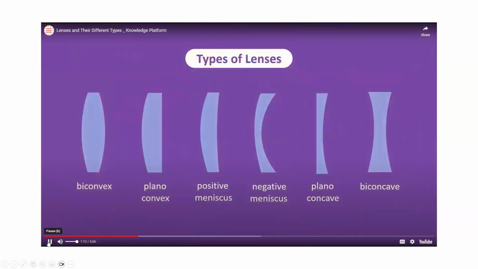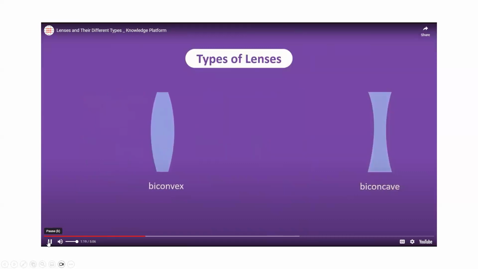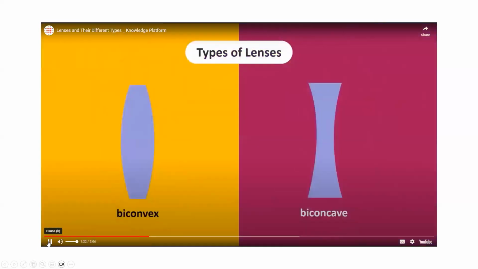The two specific lenses that we are going to cover in this video are biconvex and biconcave lenses. Each one consists of two spherical surfaces. Hence, the word bi is used as it means two. In a biconvex lens, the two spherical surfaces are curved inwards. In a biconcave lens, they are curved outwards. There's another way to look at the difference between these two lenses. A convex lens is thicker at the center and thinner at the edges, while a concave lens is thicker at the edges and thinner at the center.